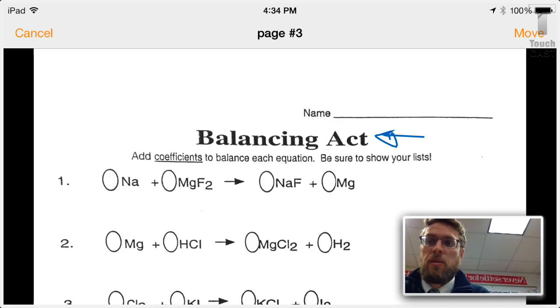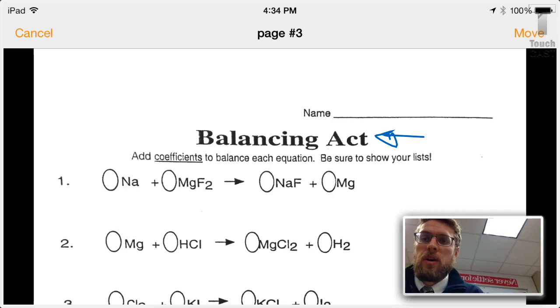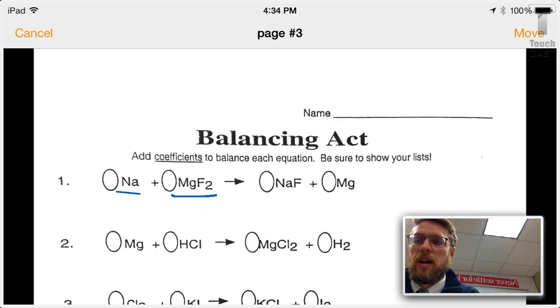Okay, now that we're on this page, we're going to start walking through the very first equation up here on the board. They have told us that some atoms of sodium will react with some atoms of magnesium fluoride to create the products sodium fluoride and magnesium.